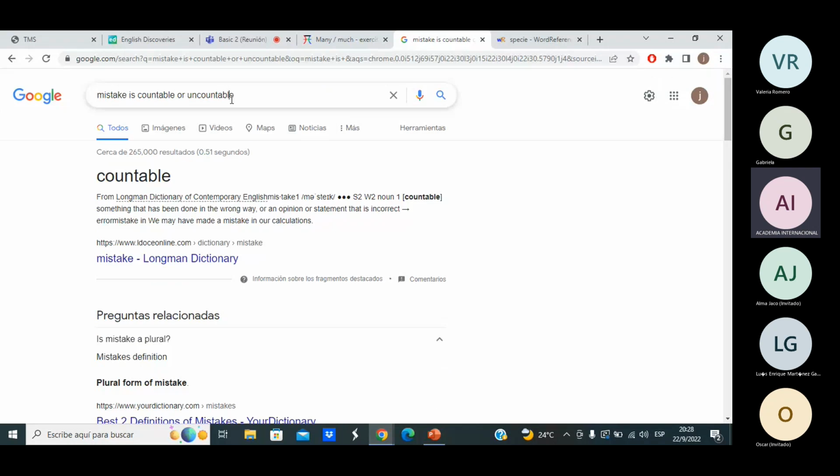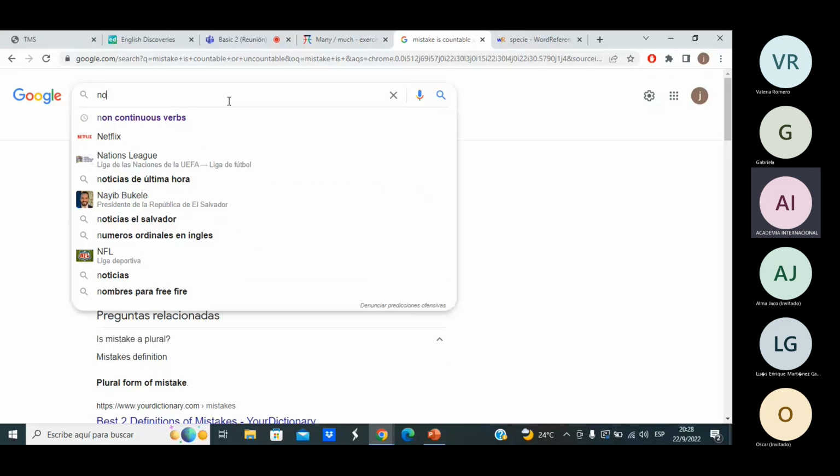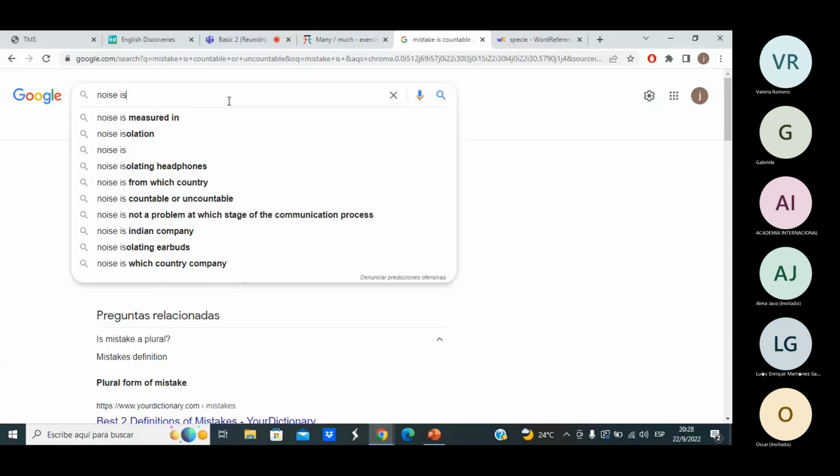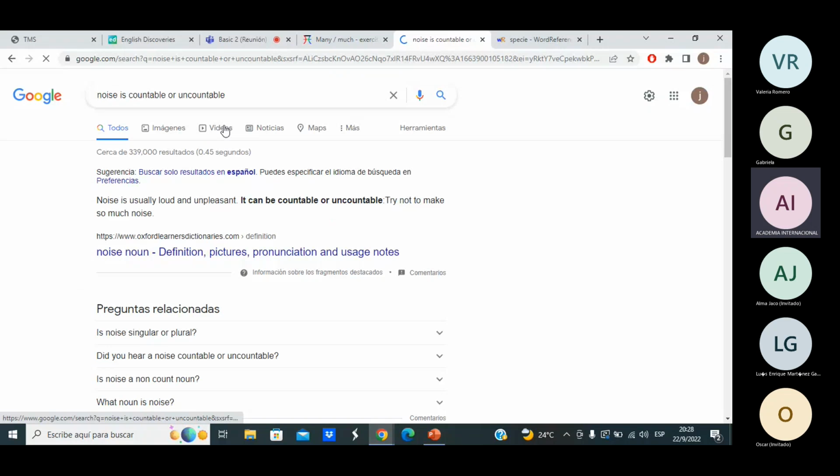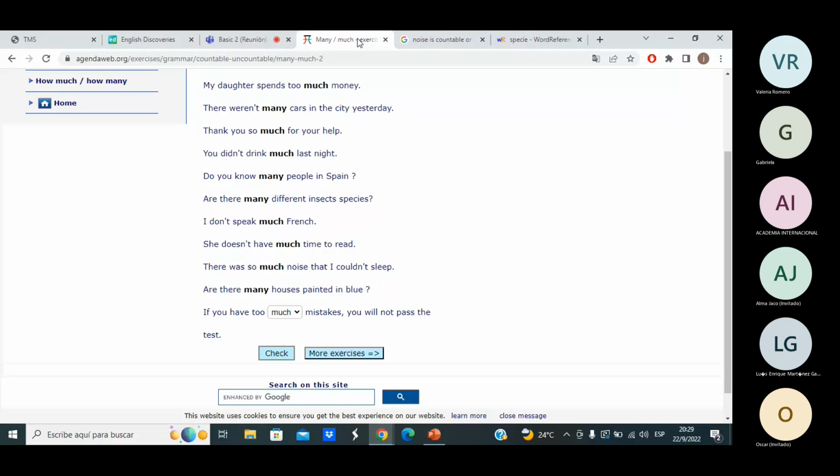Ahora, noise, sí, la palabra. Noise is countable or uncountable? Vaya, miren, it can be countable or uncountable. Puede ser como contable o incontable. Try not to make so much noise. Entonces aquí por eso está correcta. So much noise. Es algo raro, o sea, como noises, solo noise. Noise, en singular.